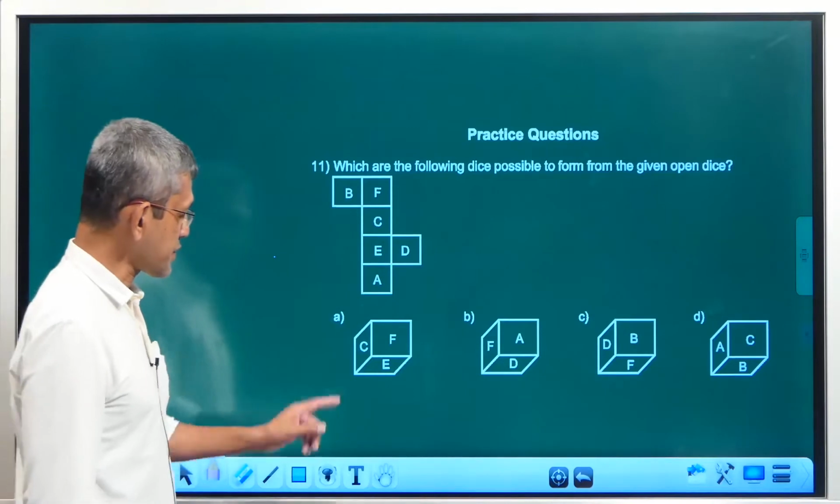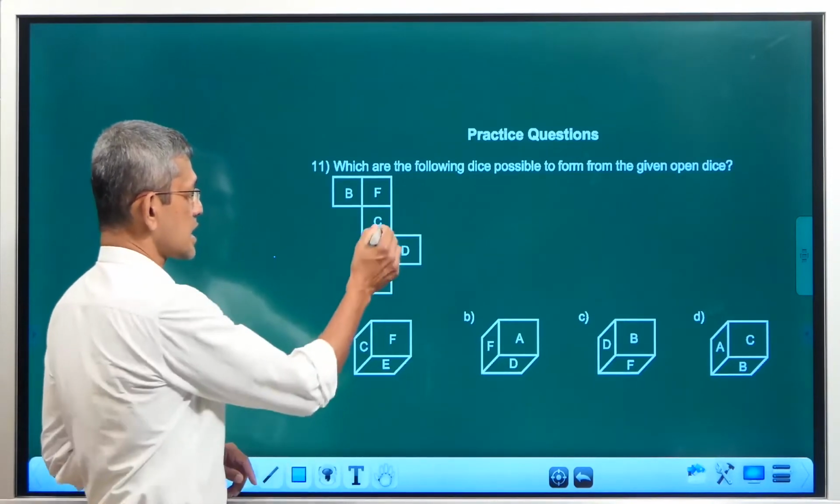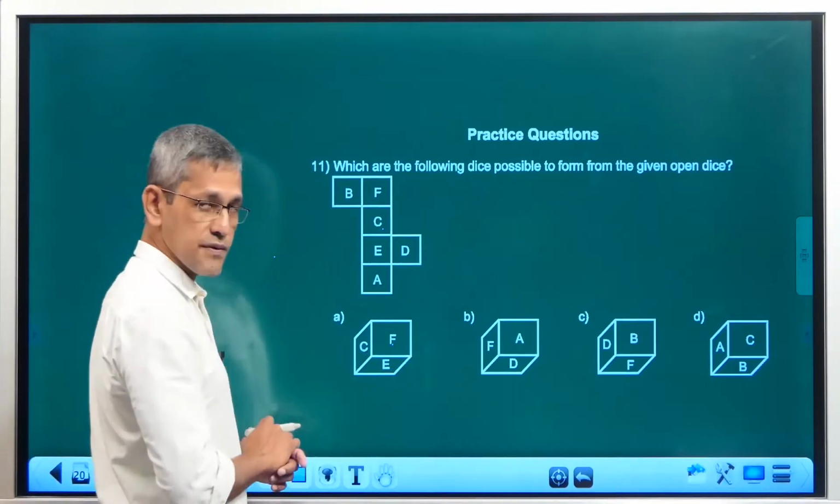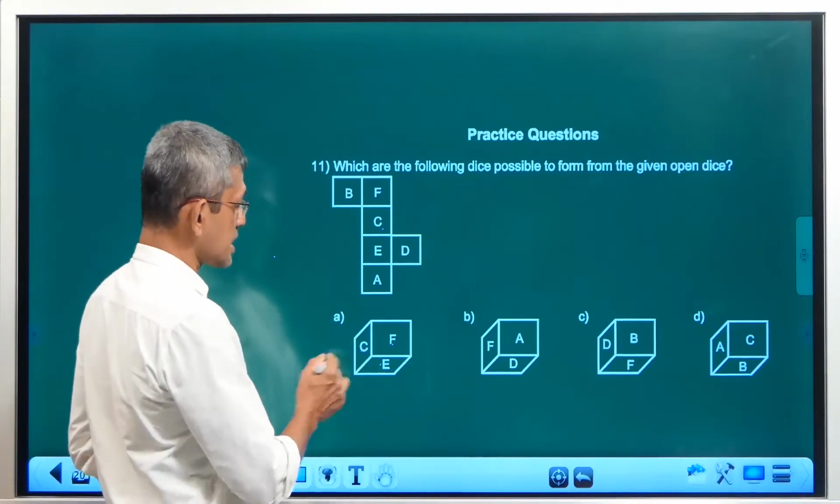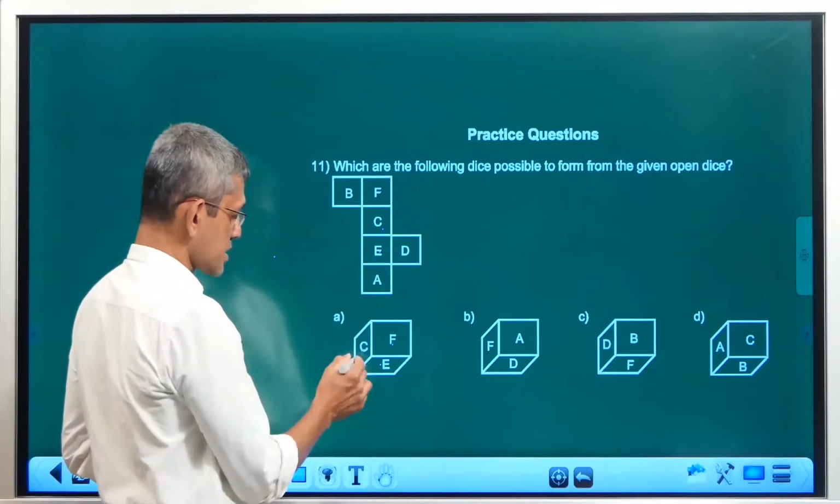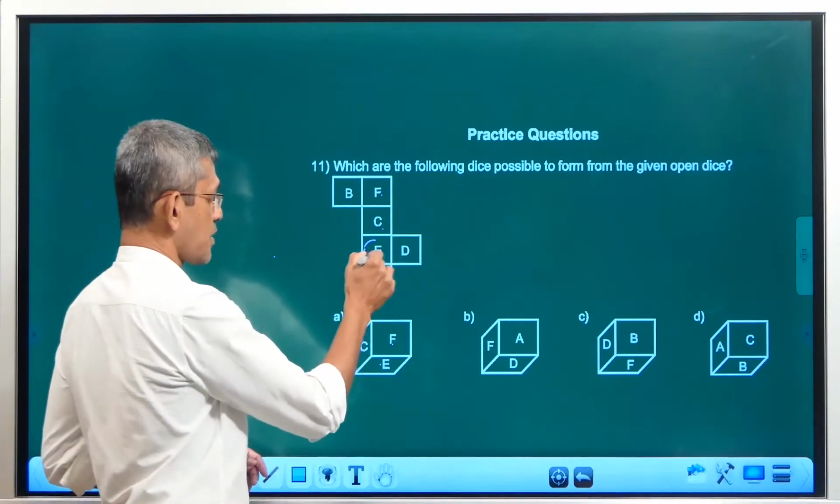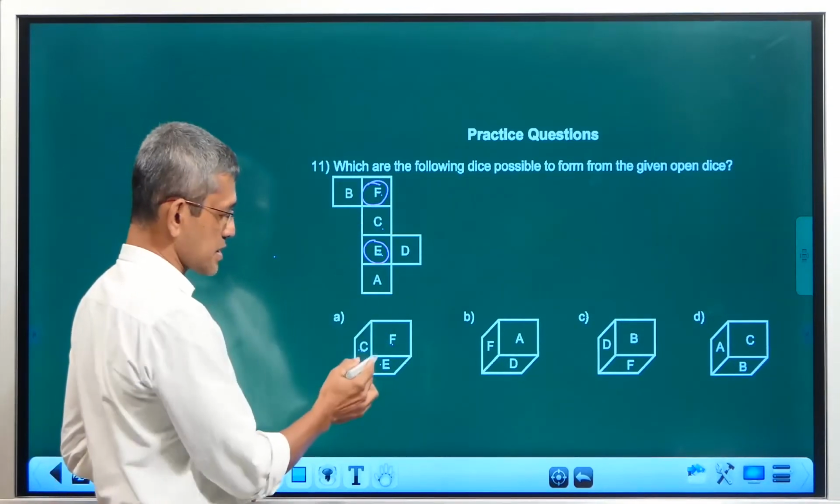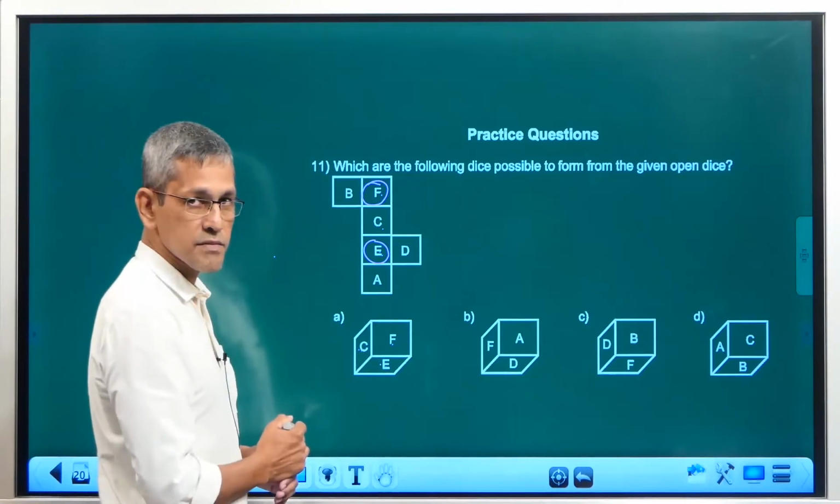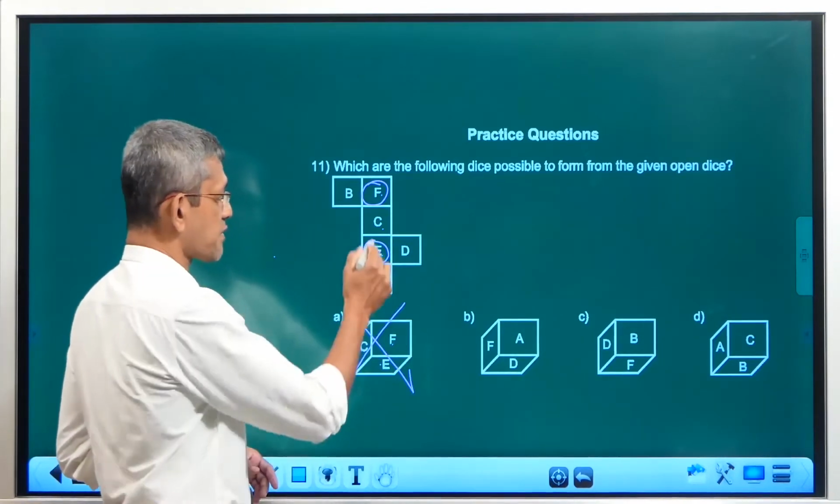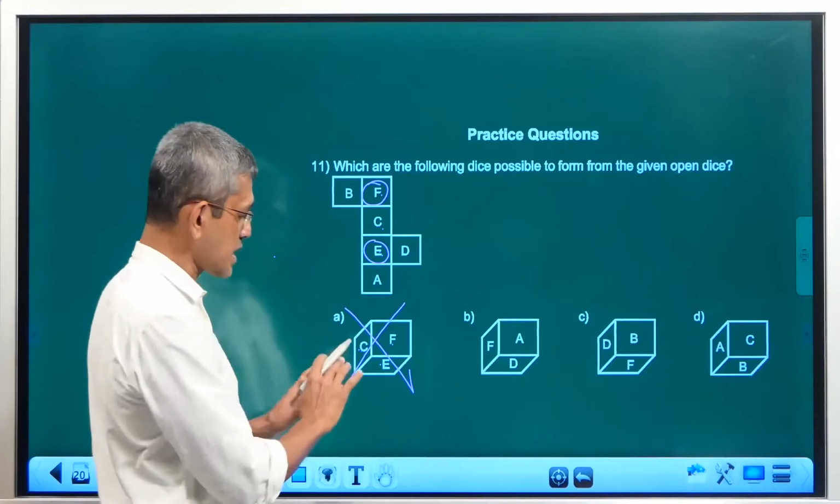For example, the first one, C and F. Look at that. C and F are adjacent, perfectly all right. At the same time, C and E. Well, C and E can be adjacent, perfectly all right. How about F and E? F and E must always be opposite. But in this case, F and E are adjacent. That means this dice cannot be formed from this open dice. So the first answer choice doesn't work.